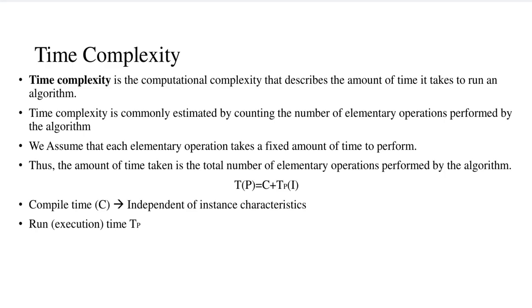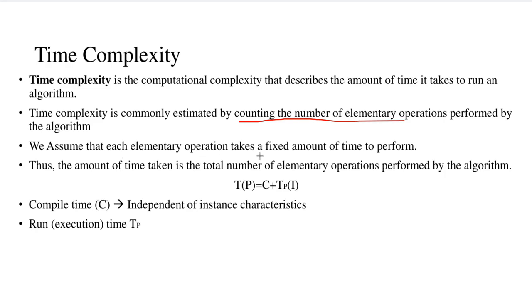It is commonly estimated by counting the number of elementary operations as well, because if you execute the code, you can take the start time and end time of the code, and the difference between them is the time complexity. But you can also do it another way: while executing the code, how many steps it will take to execute. Based on that also we can check it.